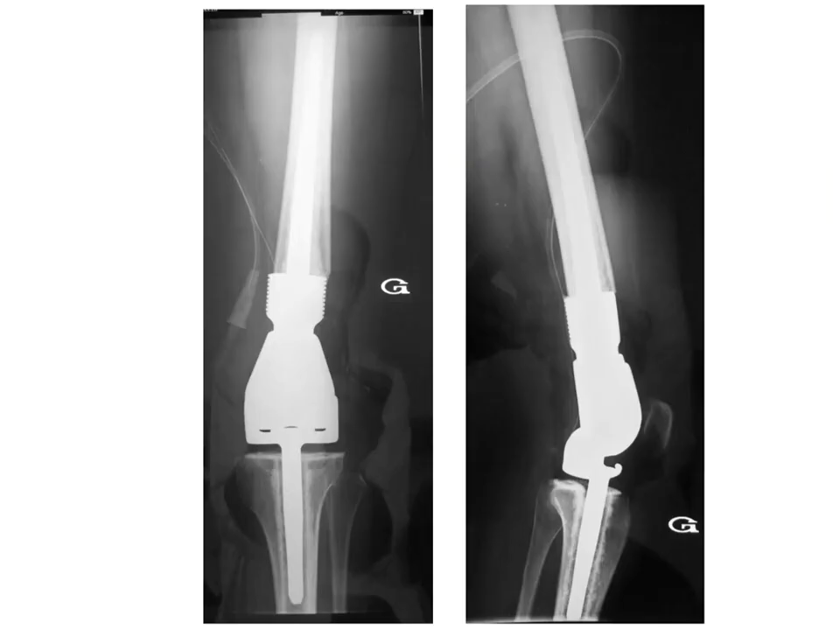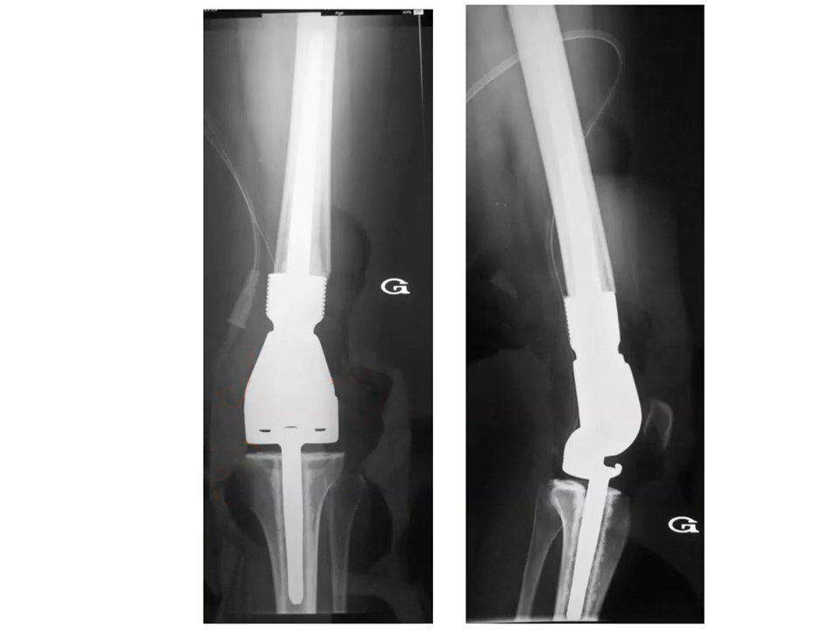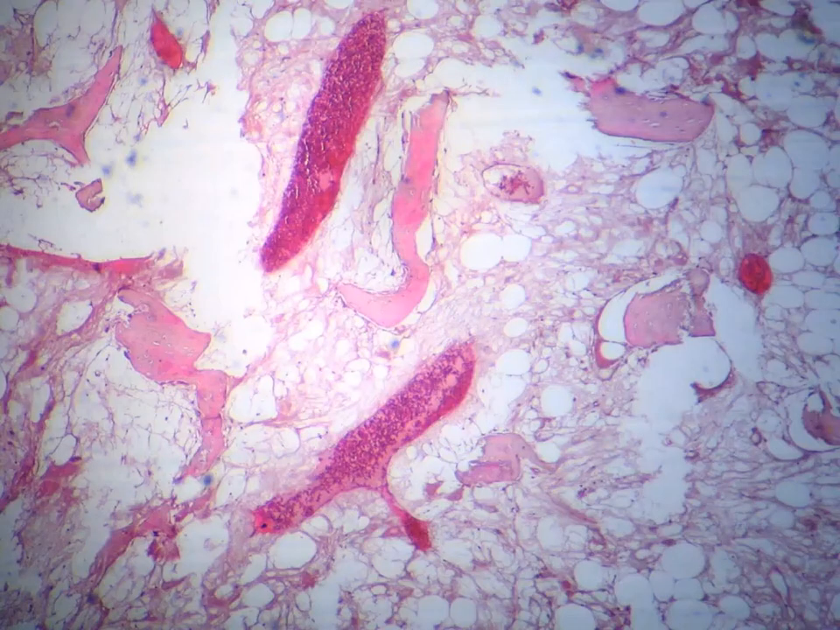We used a megaprosthesis for reconstruction. Two tricks should be mentioned. It is recommended to use a rotating hinge to decrease the constraints on the prosthesis, and a hydroxyapatite ring to improve bone ingrowth. Histology confirmed the excellent response of the tumor cells to the neoadjuvant multimodal therapy with no viable cells left.